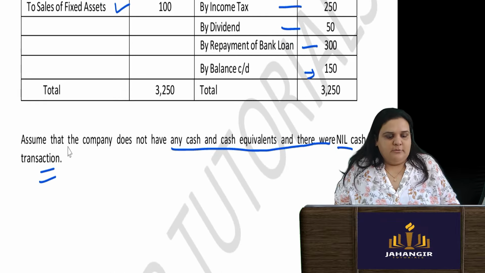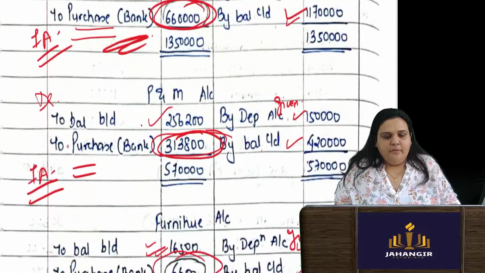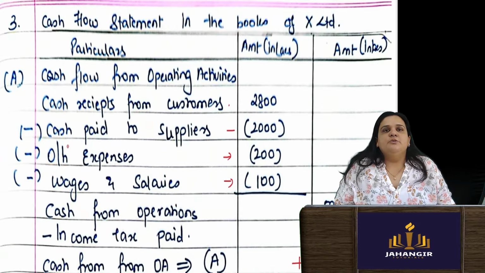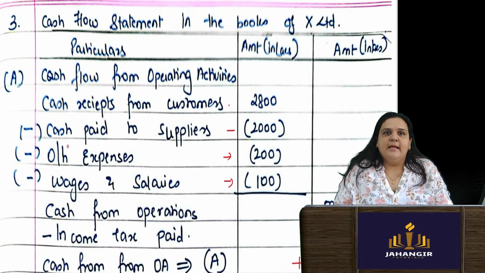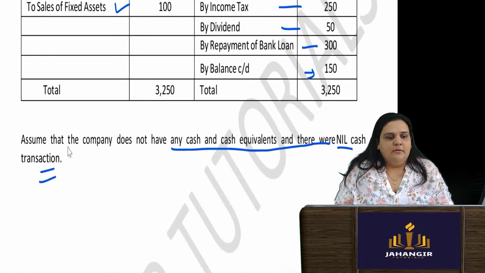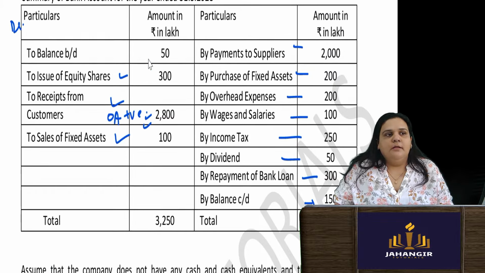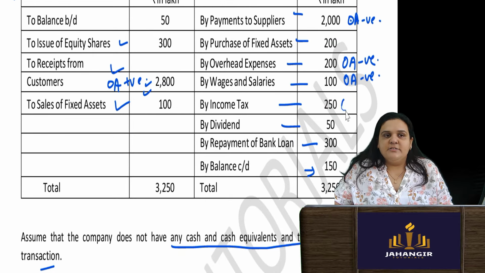We are supposed to prepare the cash flow statement in the books of X Limited. So we will start with cash flow from operating activities. They have directly given me cash received from customers, 2,800, positive operating activity. Cash paid to the suppliers, operating activity, negative. Overhead expenses will be operating activity. Wages and salaries operating activity. Income tax also will go into operating activity.